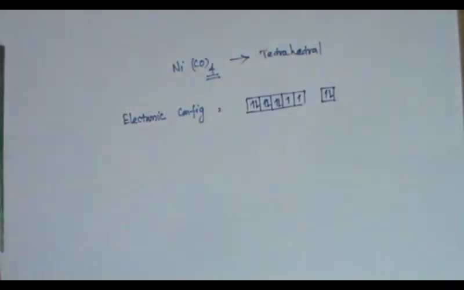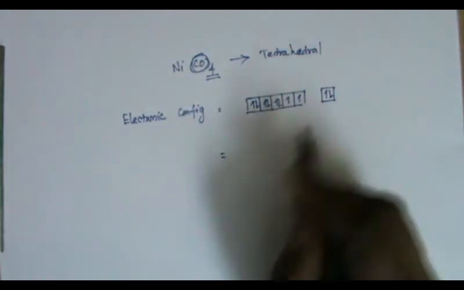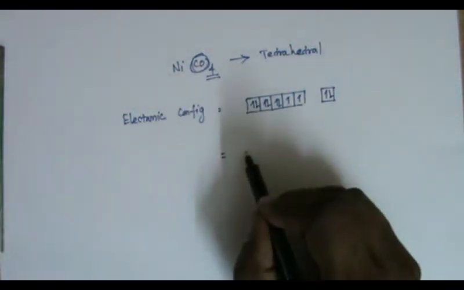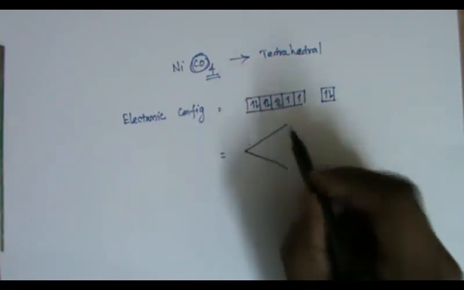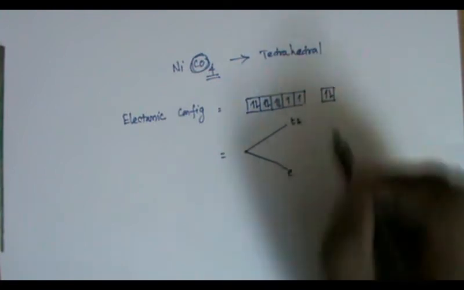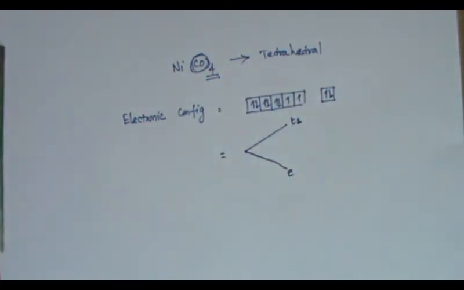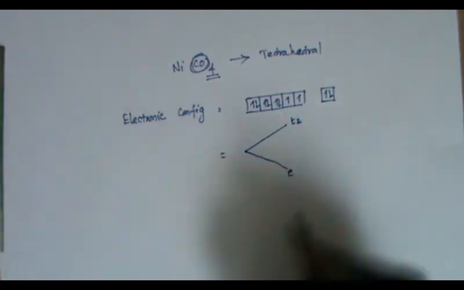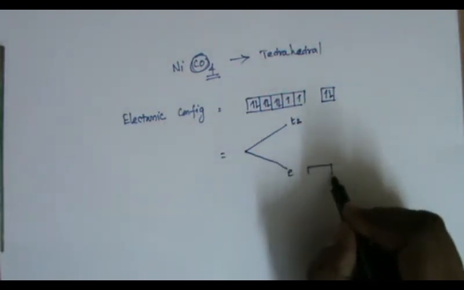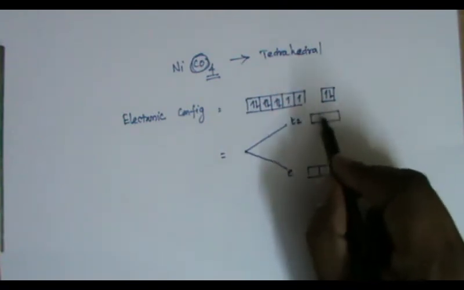It is tetrahedral field. When this d orbital is split into 2, it will be like this. This is E and this is T2. You should not use g. There won't be gerade in the tetrahedral field. So use E and T2. Now E is doubly degenerate. This one is triply degenerate.